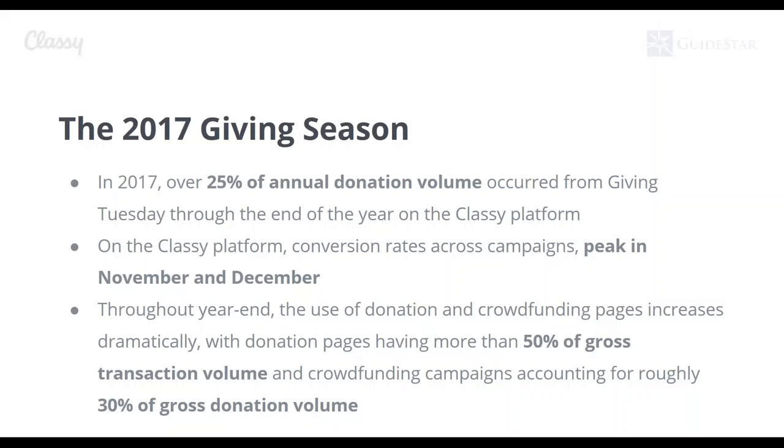Jump-started by Giving Tuesday and continued through December, we continue to see some heavy-hitting statistics across Classy when reviewing year-end campaigns. The average donation from January 1st through November 27th of last year was $115 on Classy. During year-end, so November 28th to December 31st, that average jumped to $190, which is a 79% increase. Conversion rates across campaigns, or the number of supporters who make a gift compared to the number that visit the page, also peak in November and December at about a 28% average.